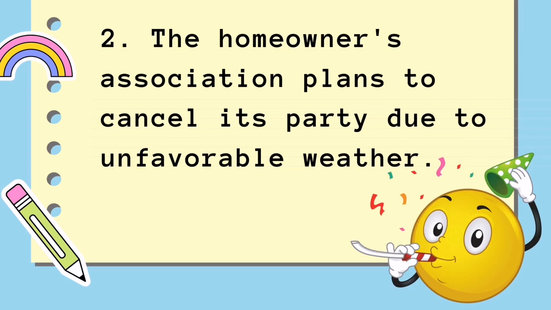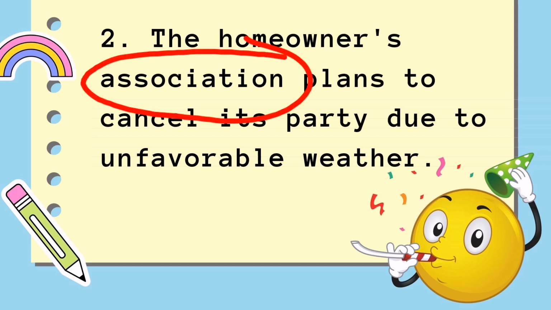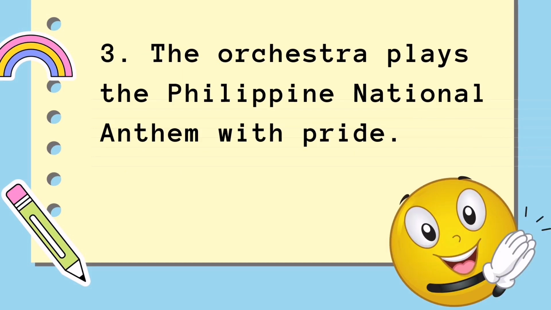Number 2, the Homeowners Association plans to cancel its party due to unfavorable weather. So, what is the collective noun in the second sentence? Very good, the word association. Number 3, the orchestra plays the Philippine National Anthem with pride. So, what is the collective noun in the third sentence? Good job! The word orchestra is the collective noun in the third sentence.